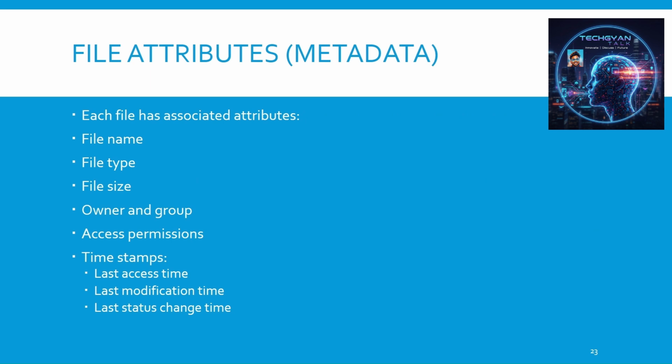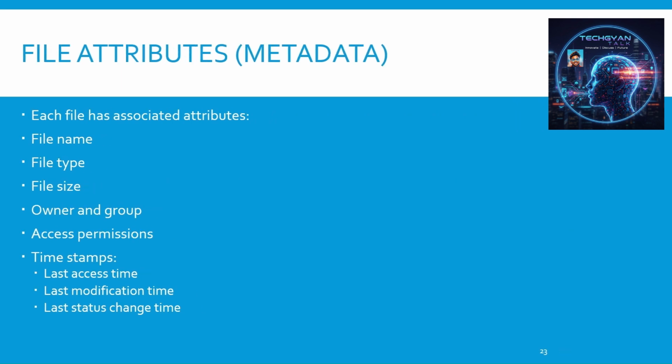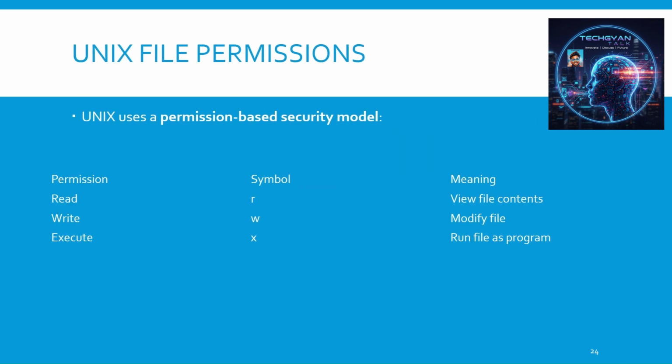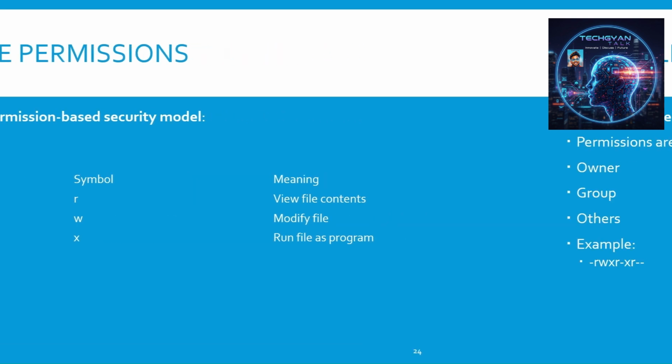File attributes, metadata. Each file has associated attributes: file name, file type, file size, owner and group, access permissions, and timestamps: last access time, last modification time, last status change time. Unix file permissions: Unix uses a permission-based security model. Permissions are read (r), write (w) to modify the file, and execute (x) to run the file as a program.